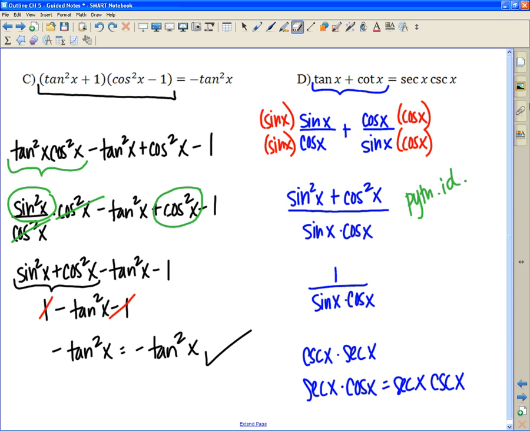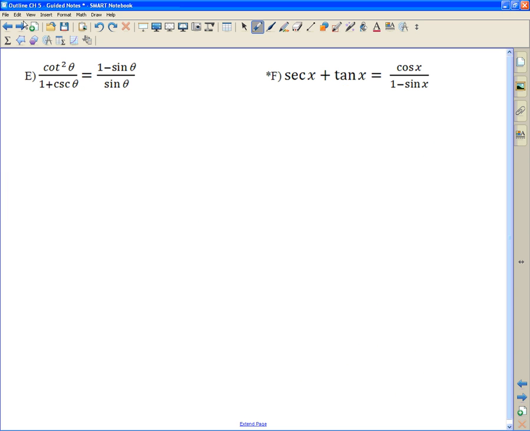And I made a little tiny writing error. I don't think I said it. But secant times cosecant. Very good. I think we have 3 more.